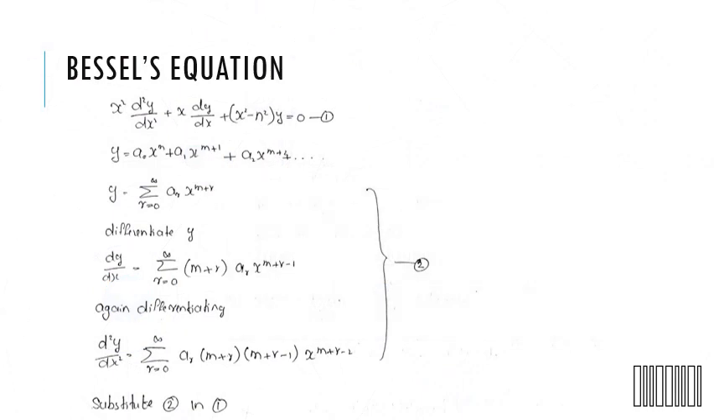First we take an equation, that is x square d square y by dx square plus x dy by dx plus (x square minus n square) into y equal to 0. Put it as equation 1.